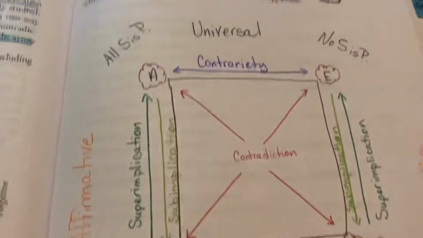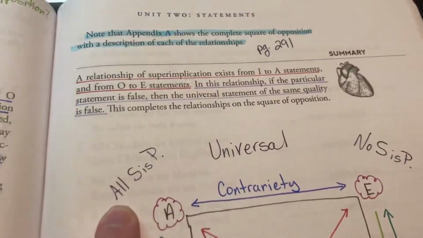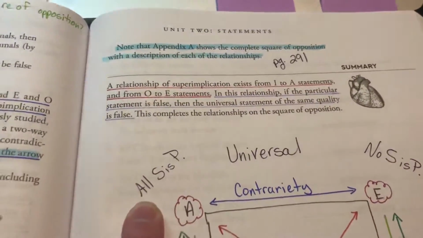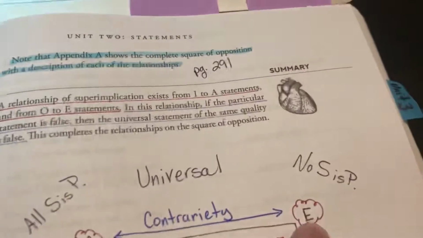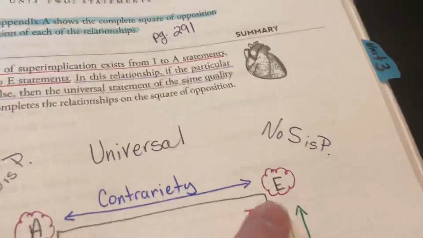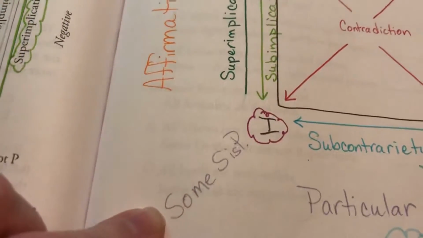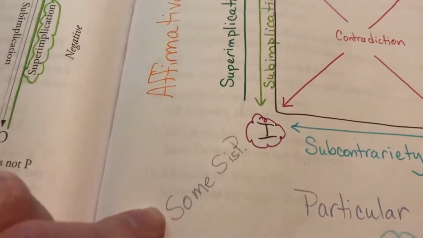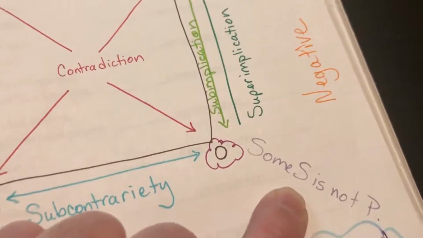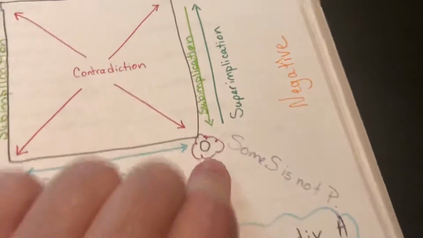So your A statement is basically all S is P, like all mothers are women. Or the E is the no S is P, no men are mothers. Some S is P, some men are parents. The O is some men are not parents, or something like that. You need to have a handle on those 4 statements, all right?